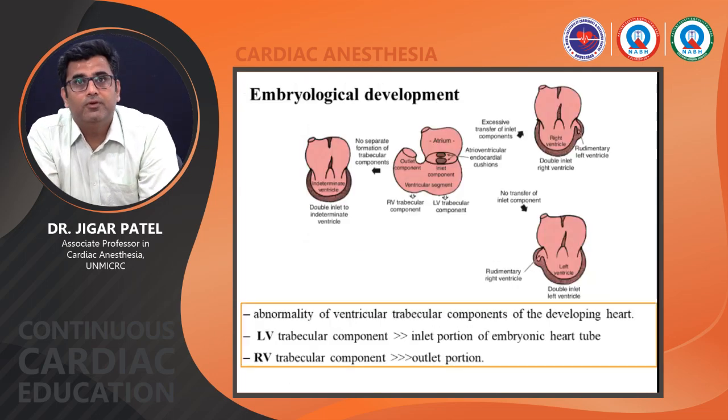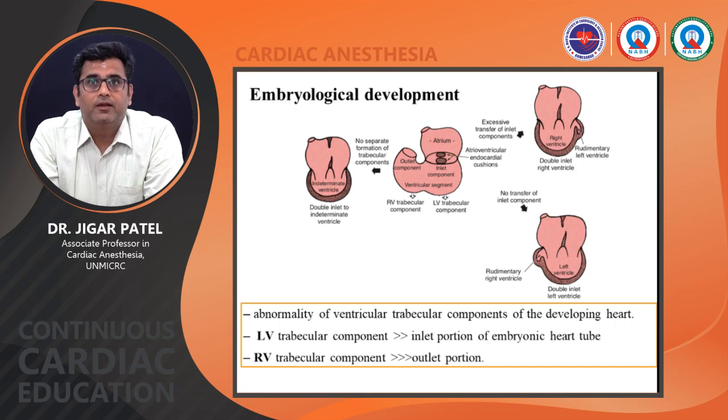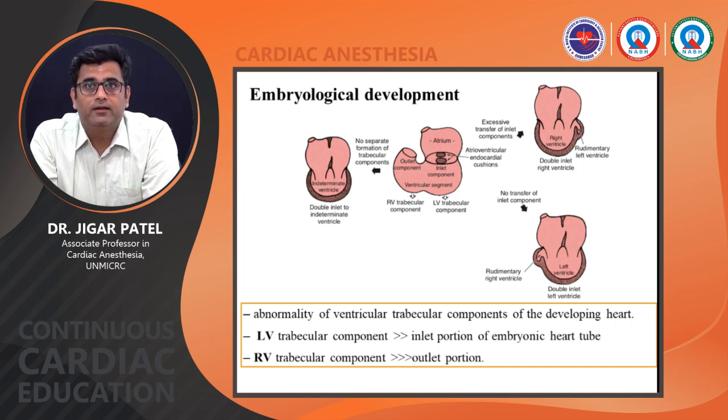Now we will see embryonic development. In embryonic development of the heart, the chamber division occurs before the 8th week of development. So here the atria will be connected to the ventricular component with endocardial cushion. The ventricular component has two portions: one is the inlet component and the other is the outlet component. This inlet component will give rise to the left ventricle, and the outlet component gives rise to the RV.